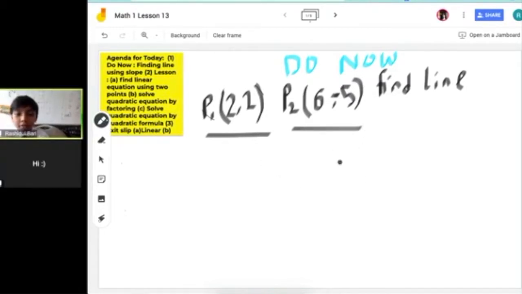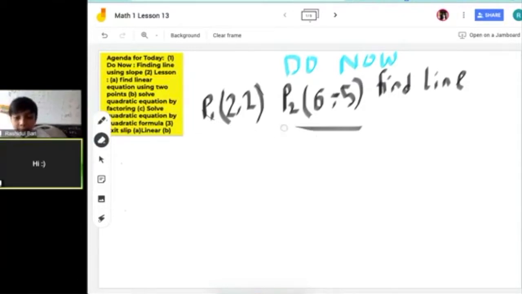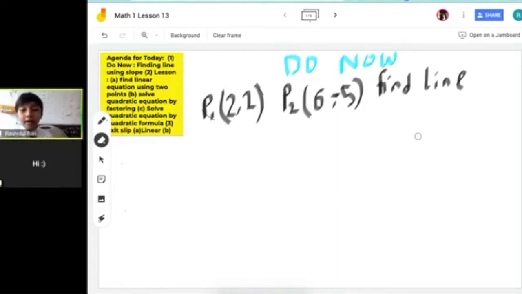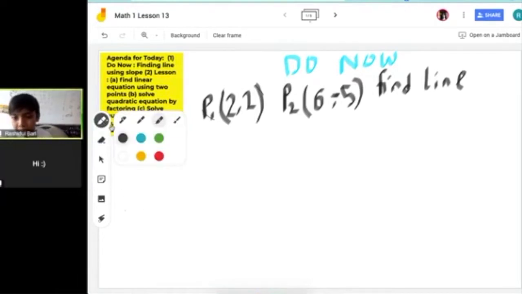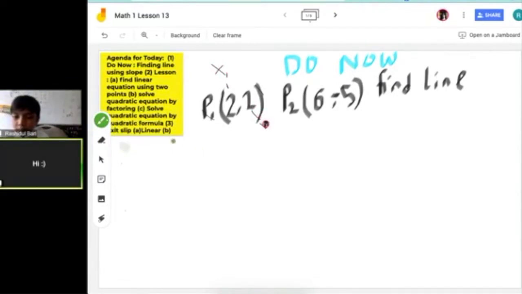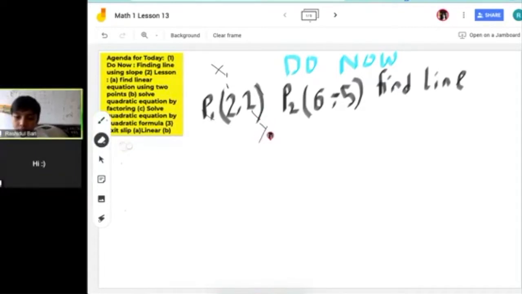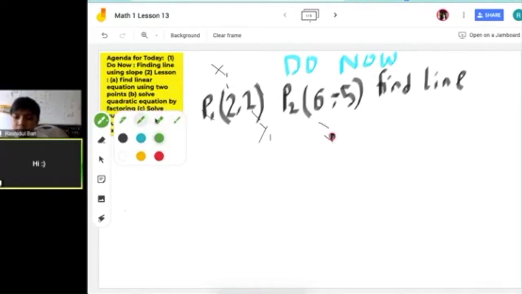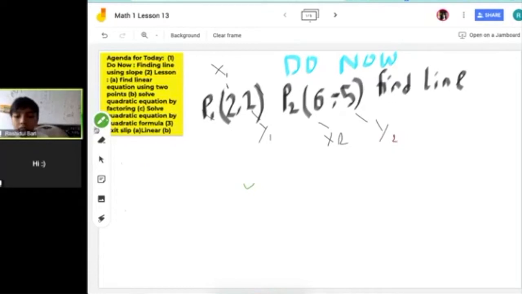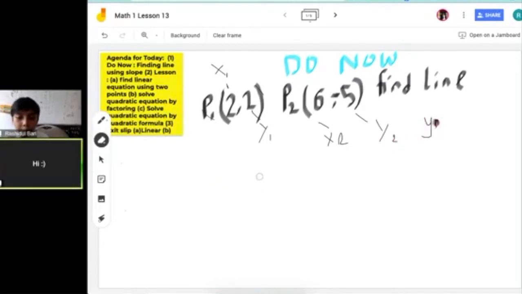So, what do you think we should do first? First, we should label them x1, y1, x2, y2. Okay, so why don't you do that? Right. So, let's label 2 as x1. Let's label this x1 and y1, sorry. This should be x2. It should be y2. Okay. So y2, y1.